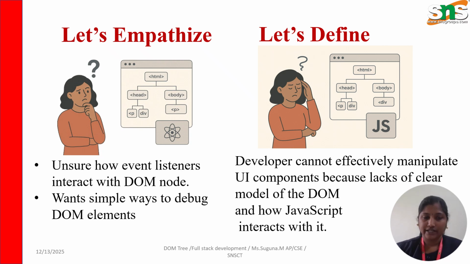Now let's clearly define this issue. The developer lacks a clear model of the DOM structure. They do not understand the hierarchy of the DOM and are unsure how JavaScript actually changes the page elements. Without understanding the DOM tree, UI manipulation becomes very difficult.